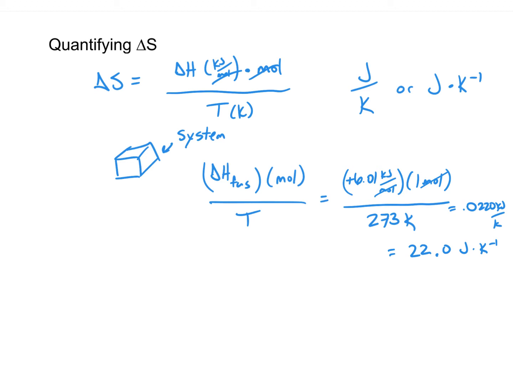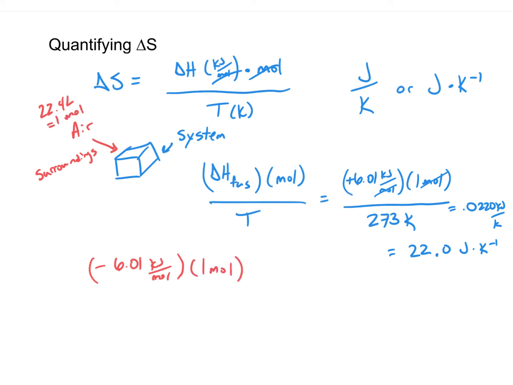Now, the heat absorbed by the system was lost by the surroundings. So if the heat of fusion of the ice was positive 6.01 kilojoules per mole, then the heat lost by the surroundings is negative 6.01 kilojoules per mole. Again, we're going to assume the surroundings has 1 mole of air. 1 mole of air is approximately 22.4 liters. That is a known value. It's the molar volume of a gas. So let's just say we have 1 mole of air surrounding that ice cube. Now, the air is held at room temperature. We'll call it 20 degrees Celsius, or 293 Kelvin.